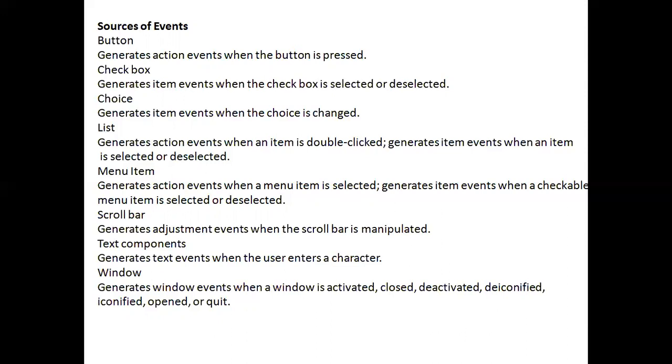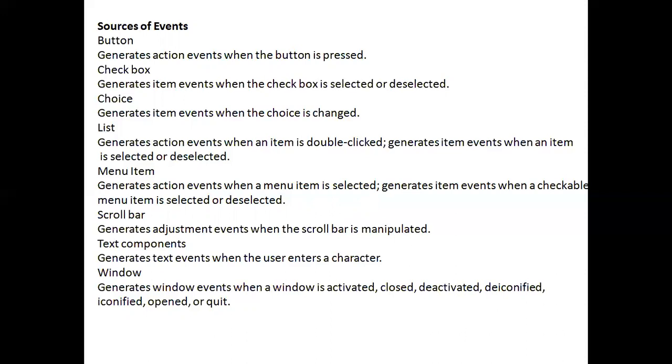The listener is going to be notified of those actions while the changes are being done in the events. Choice generates item events when the choice is changed. Next one is list. It generates action events when an item is double clicked, and generates item events when an item is selected or deselected. These all are the sources of events.